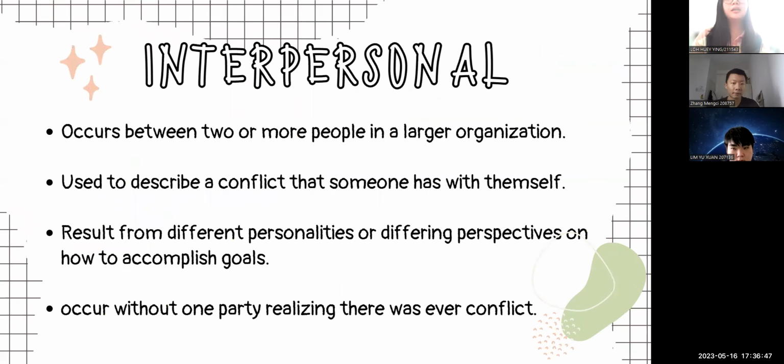Interpersonal and intrapersonal are different. Interpersonal conflict occurs between two or more people in a larger organization. Intrapersonal is used to describe a conflict that someone has with themselves, while interpersonal results from different personalities or differing perspectives on how to accomplish goals.